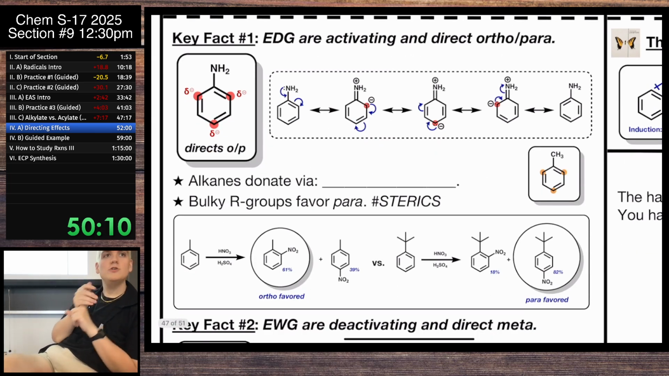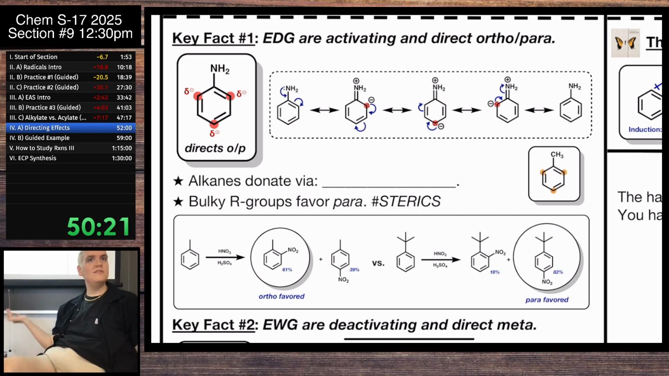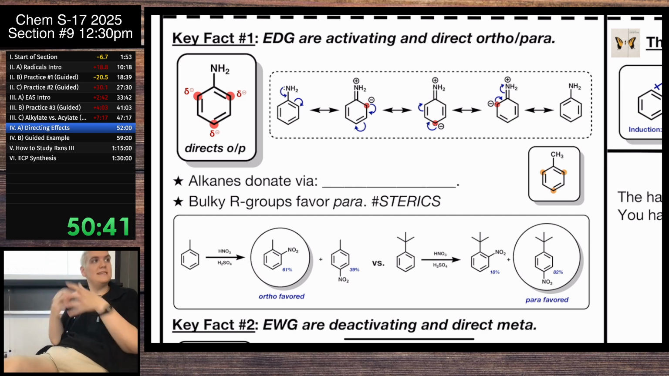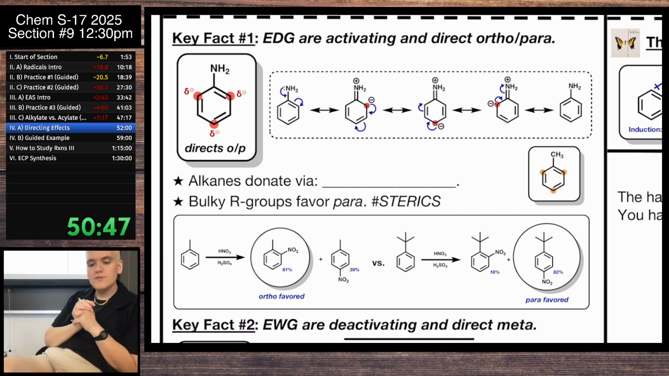Number 1, electron donating groups are activating and direct ortho-para. Let's think about why it's activating. In the EAS reaction, is benzene the nucleophile or the electrophile? Nucleophile. Remember, we had to make those high energy electrophiles, and it's a bad nucleophile. So if we have an electron donating group that can donate electrons into the ring, especially via resonance, that makes it a better nucleophile because we have more electron density in the ring. It can attack something easier. We're making a higher energy donor. So that's why it's activating. It's going to be faster towards the second EAS reaction.